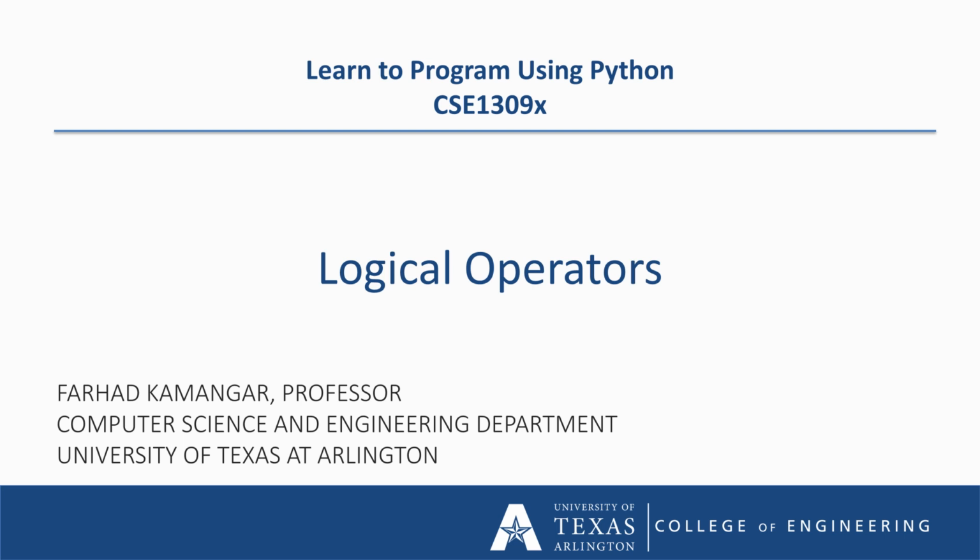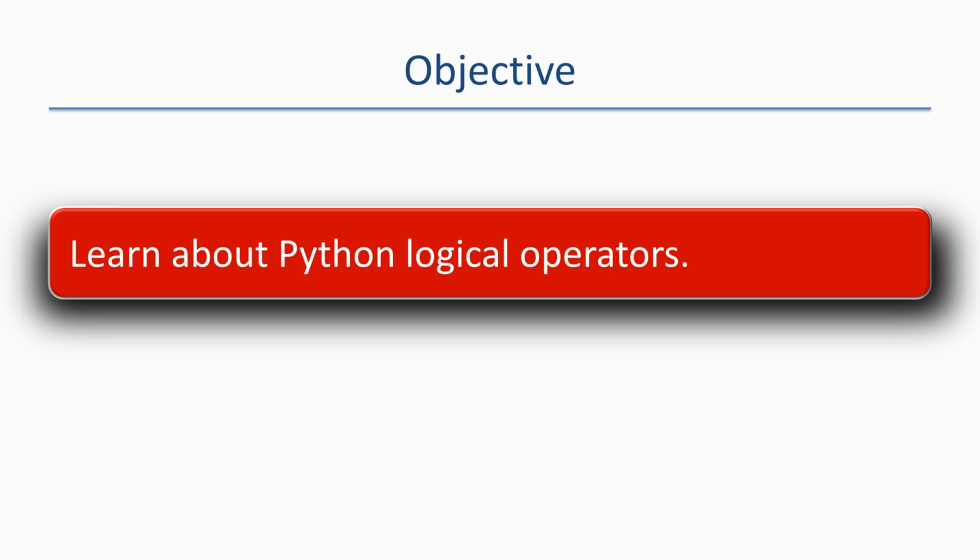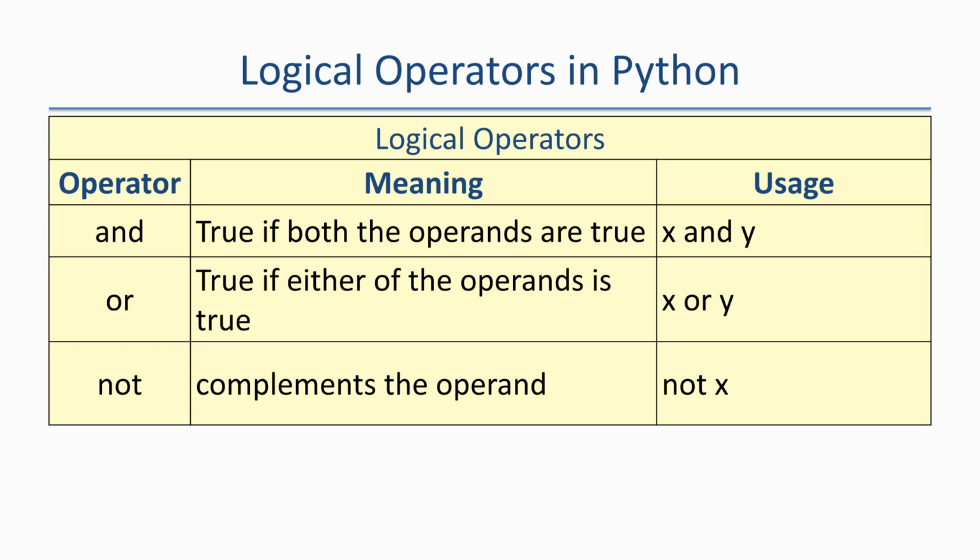The previous two lessons were about the Python arithmetic and relational operators. The objective of this lesson is to learn about the Python logical operators. Here's the table for the Python logical operators, and as you can see, there are three operators in this set. They are called AND, OR, and NOT.